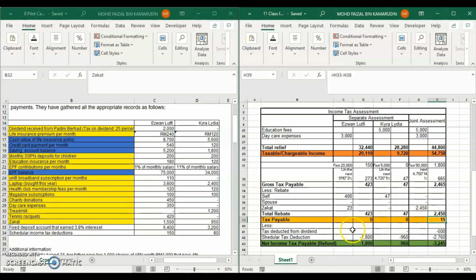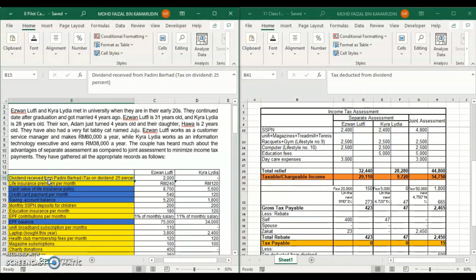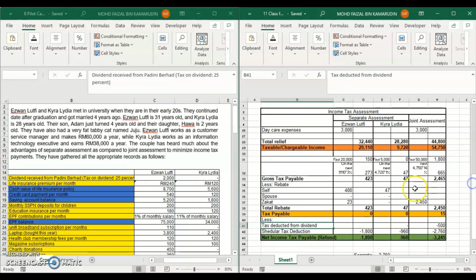The first thing that I want to highlight is the tax deducted from dividend. As I mentioned just now, if you're investing in the stock market and getting dividend, then you are taxable at source, as we call it. Automatically they will deduct 25%, whereas in the case of S1, he is only taxed at 3%. So this is where you can always claim back.